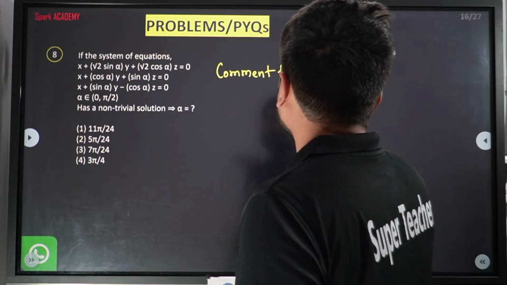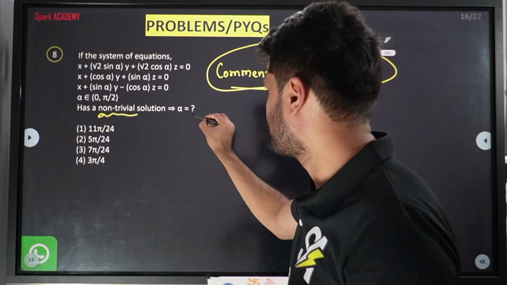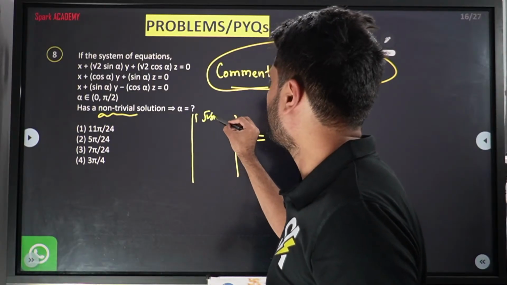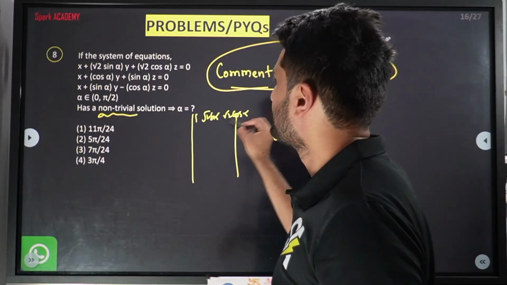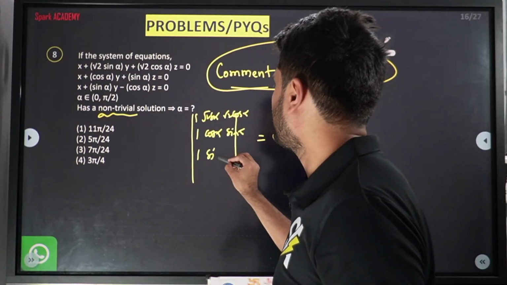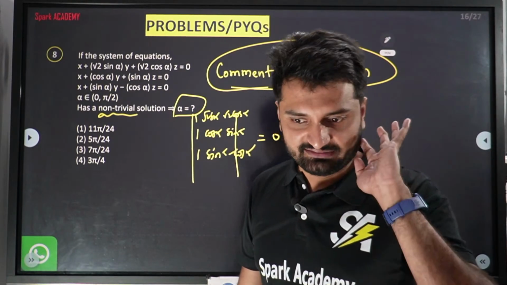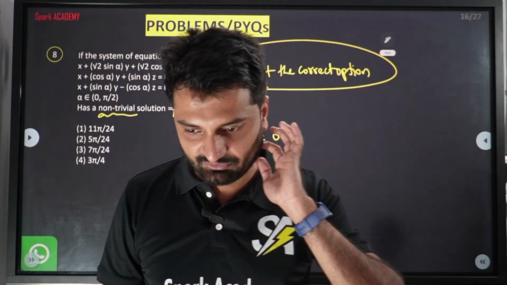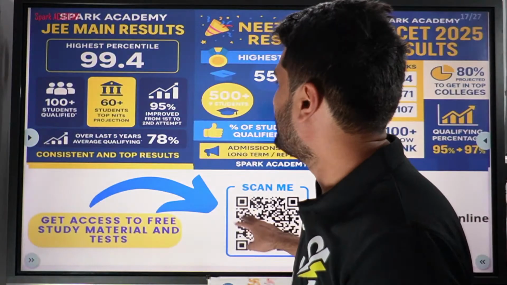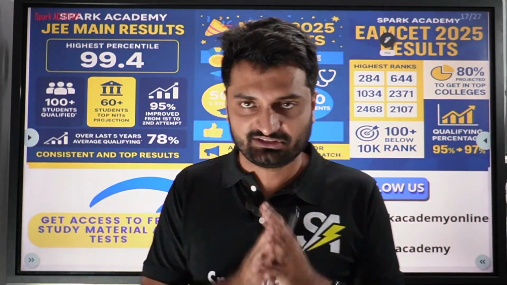This is basically a non-trivial case. Non-trivial means the determinant is always equal to 0. So basically 1, root 2 sin alpha, root 2 cos alpha. This is 1, cos alpha, sin alpha. This is 1, sin alpha, minus cos alpha, should be 0. Solve this to get the alpha value. You can try this determinant because it's a 3 by 3 determinant only. So solve these determinant based questions also. If you do it this way, you will be able to solve JEE determinants number of solutions based questions easily.